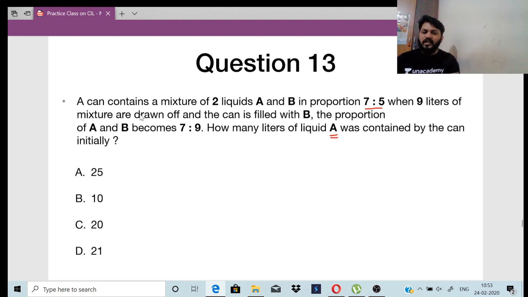Initially, originally, there are 2 liquids, A and B, in the proportion 7:5. When I take out 9 liters from this mixture and fill it with B, it becomes 7:9. How many liters of liquid A was contained by the can initially or originally?